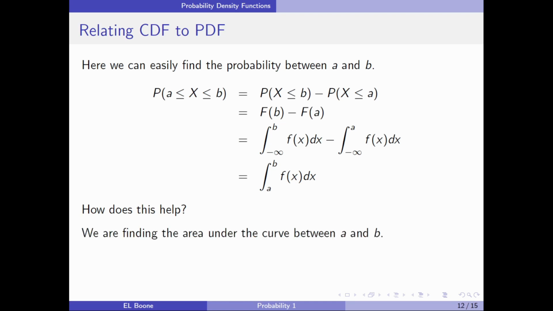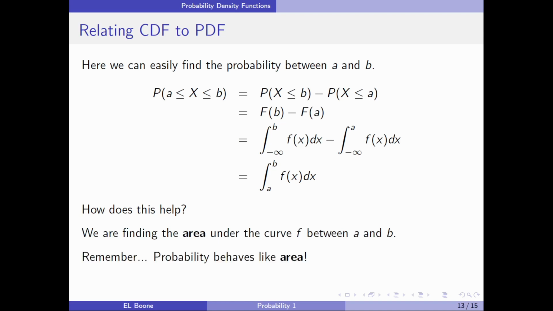So look at what we're doing. We're finding the area under the curve between a and b. And if you remember way back when we started, what did I say? I said probability behaves like area. We're finding areas under the curve, and since probability behaves like area, this is a very natural way to think about things.